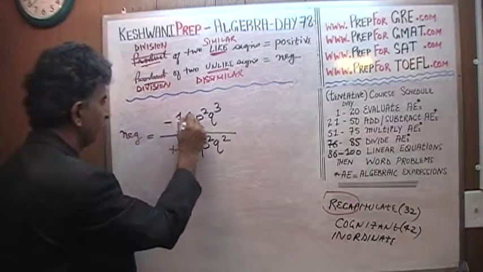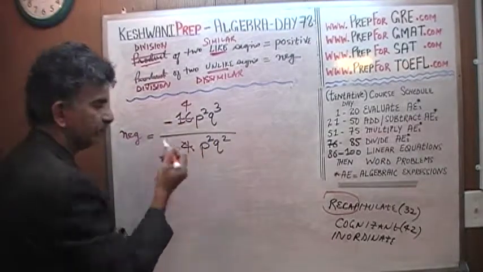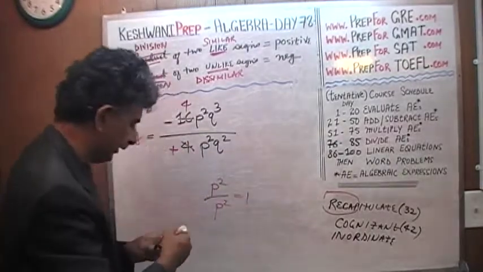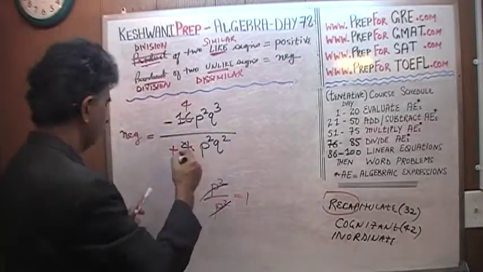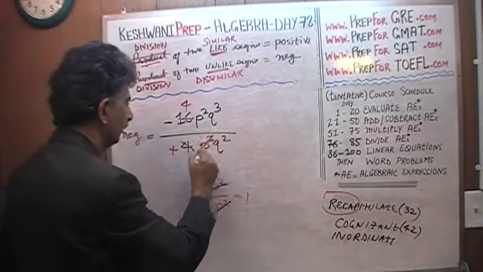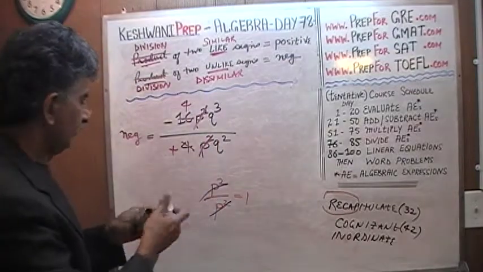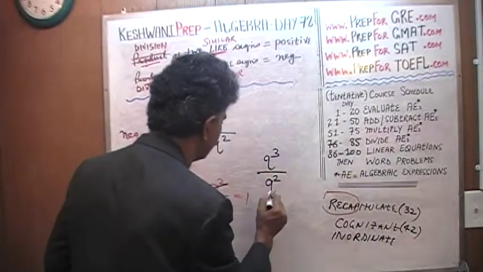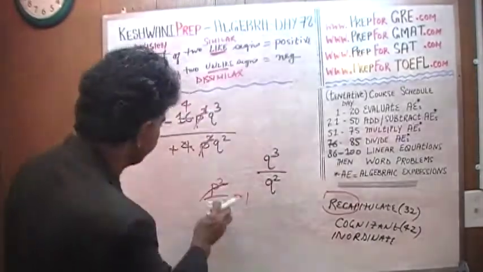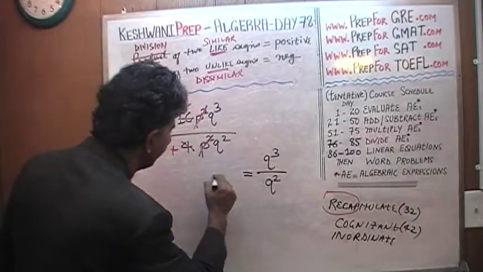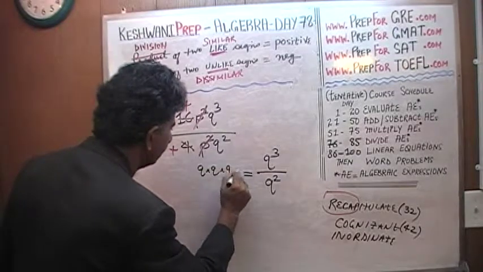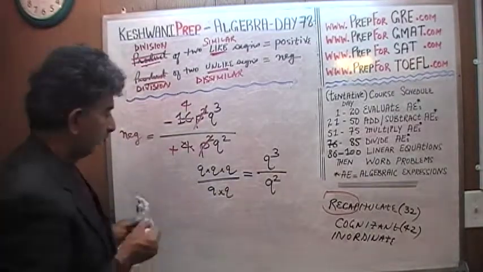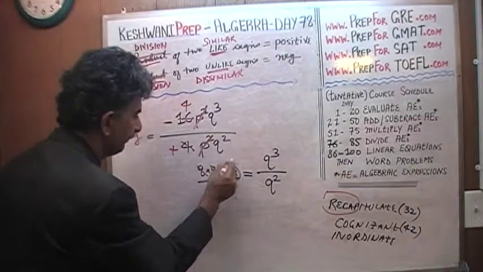16 divided by 4 is 4. p squared divided by p squared is just 1. Why is it just 1? Because they cancel each other out. And then we have q cubed over q squared, which is the same as q times q times q over q times q, and the top two q's take out the bottom two and we're left with just q.